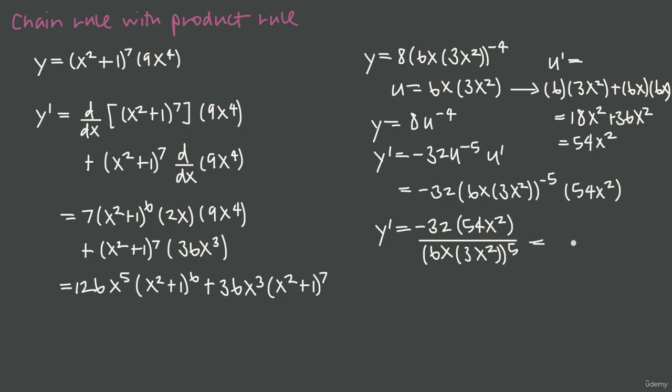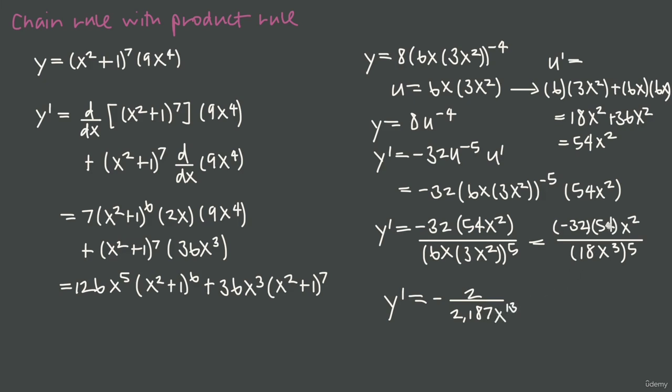If we simplify, we have here negative 32, we have 54, and we have x squared. And in the denominator, we have 6x times 3x squared. Well, that is 18x to the power of 3, and then this whole thing raised to the power of 5. If we simplify this entire fraction here, the derivative we end up with as a result is negative, which comes from this negative sign here, 2 divided by 2187, and then x to the 13.